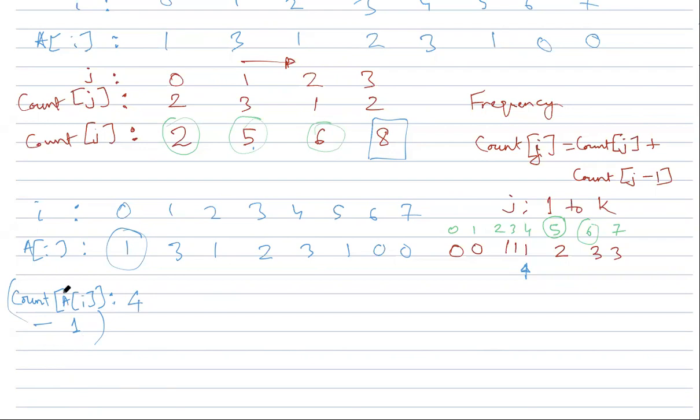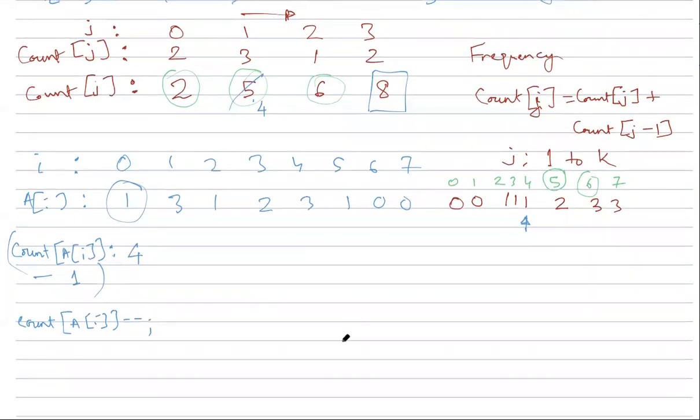And we have to decrement the count after that. So we have to say count of A of I minus minus. So with that, the count gets updated for 1. So now instead of 5, this becomes 4, after we have positioned this.